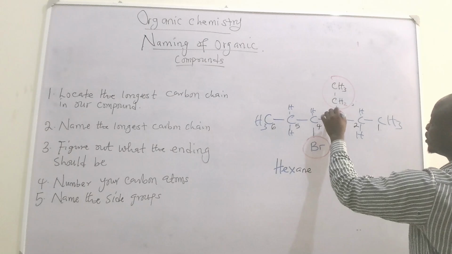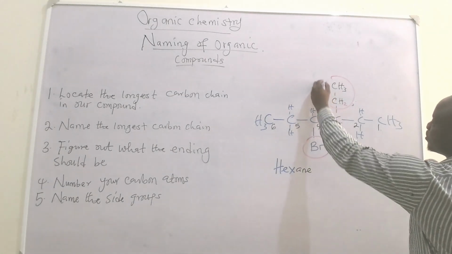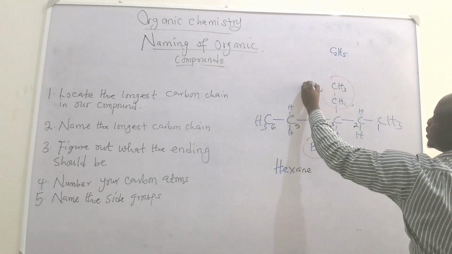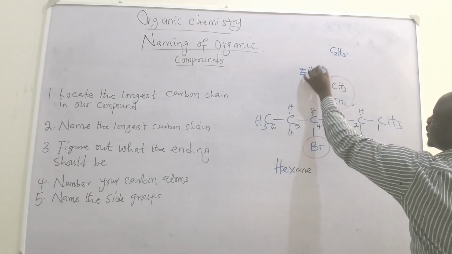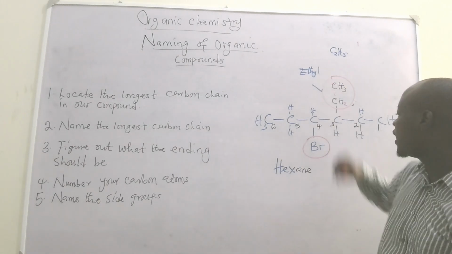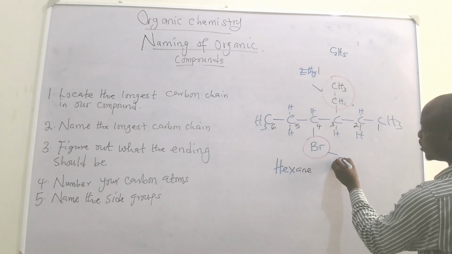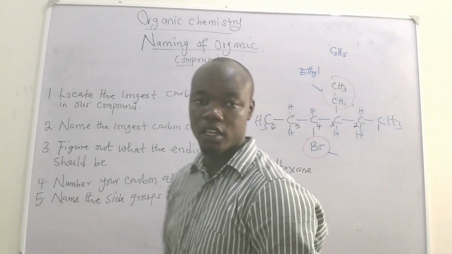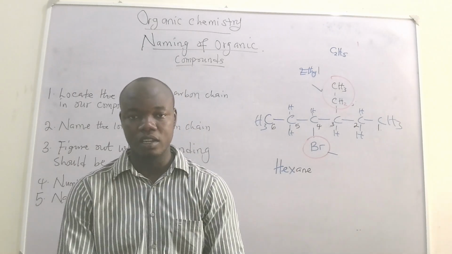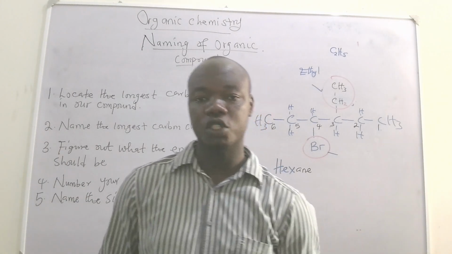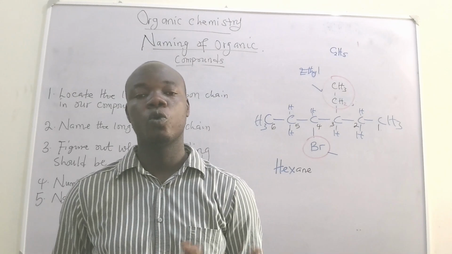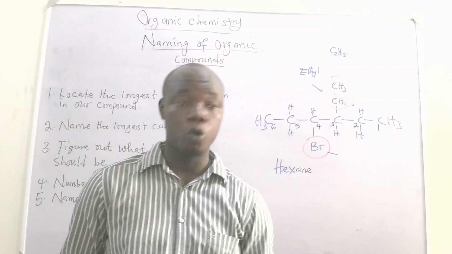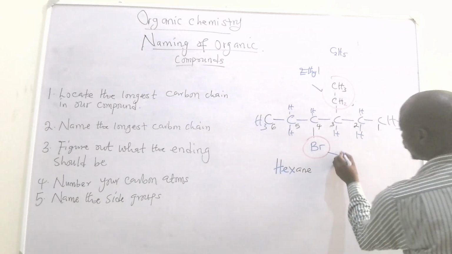At position 3 is where we have ethyl, because here we have C2H5. So this one is ethyl, and this one is bromine. Generally, when you are naming organic compounds, halogens usually change to bromo, chloro, iodo. So therefore, here we have bromine, so it's going to be bromo.